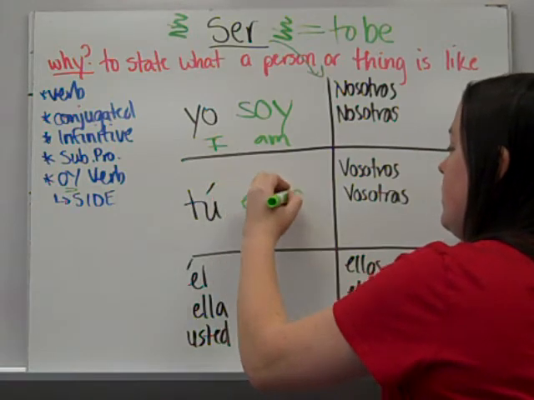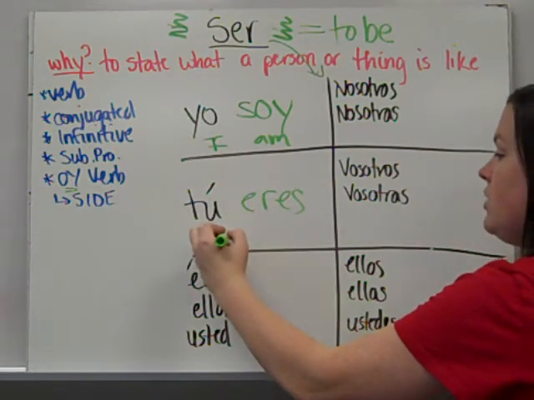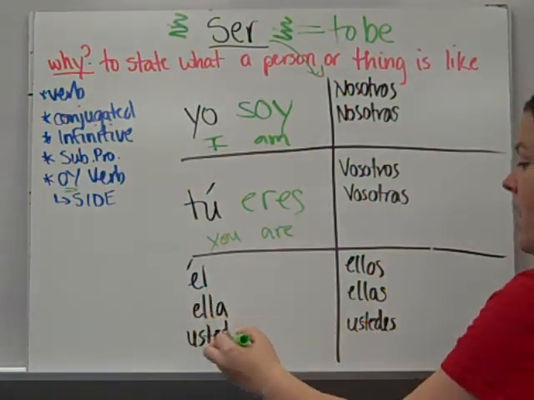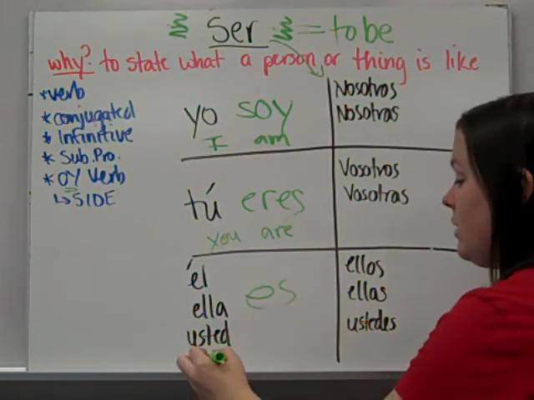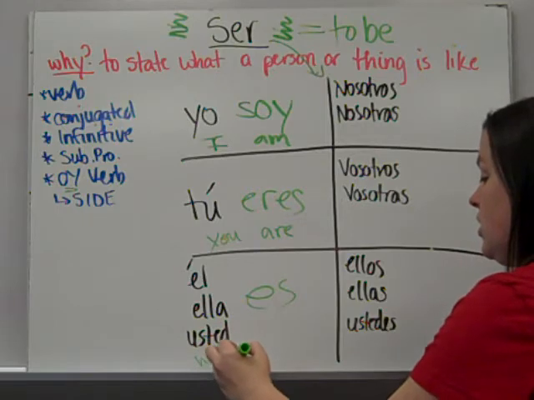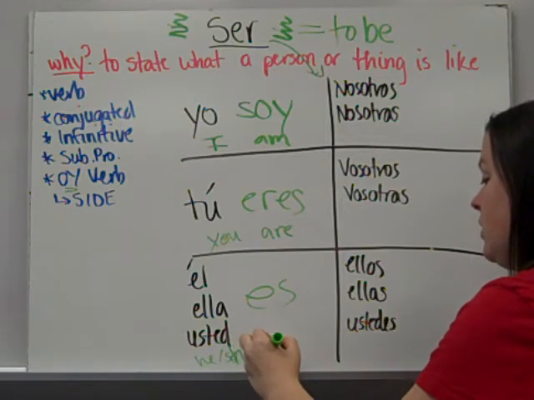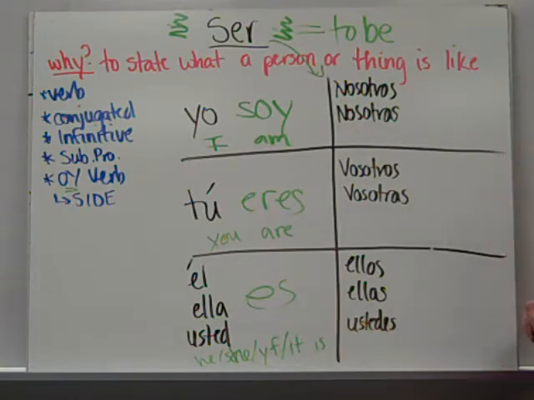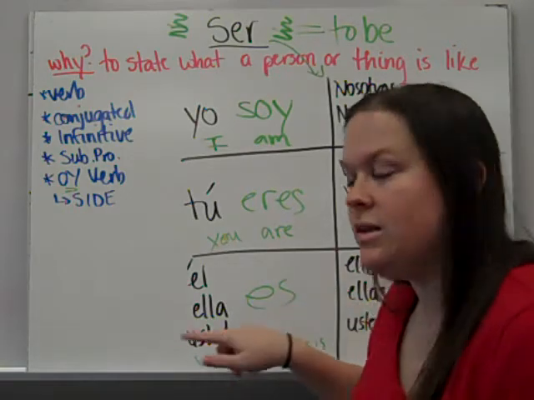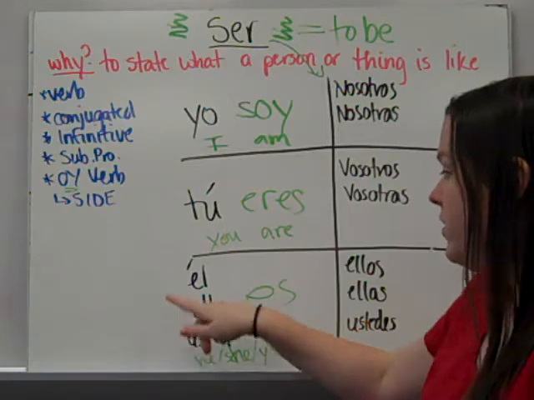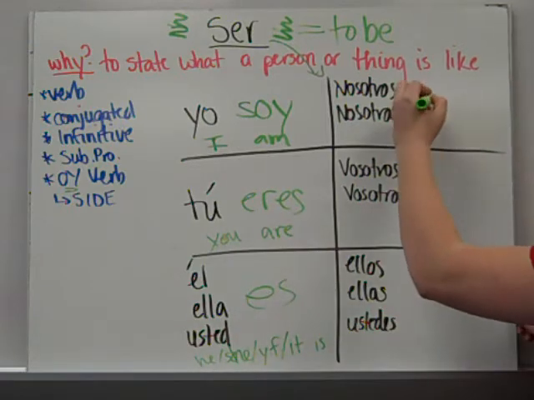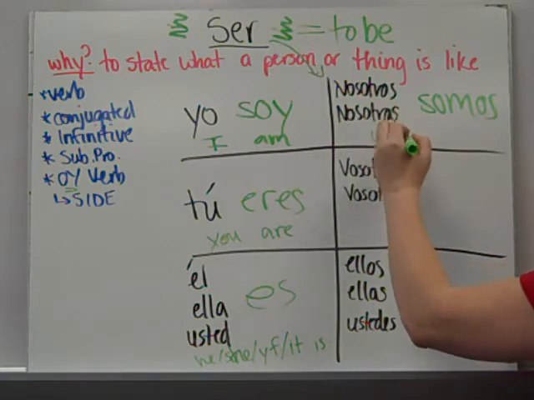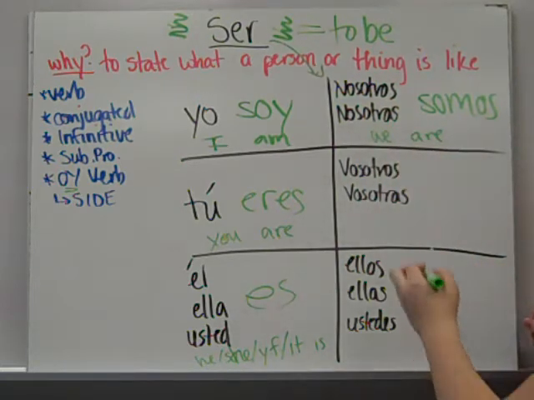Tú eres. This means you're not am, you are. Él, ella, usted es, which means he, she, you, formal, or it is. Remember the it, a general item, falls in this category. Nosotros somos, so we boys or we girls are.